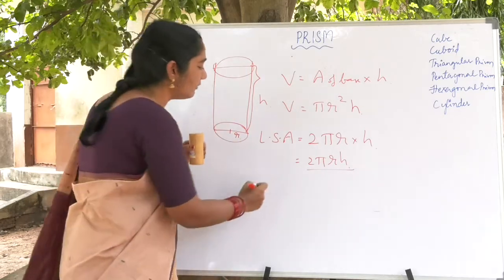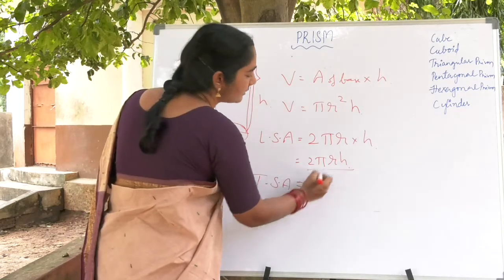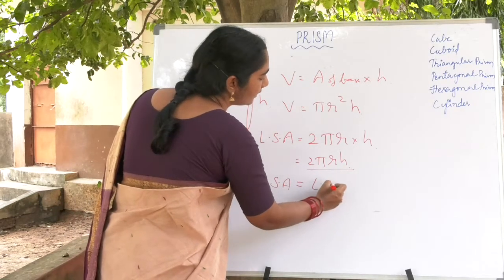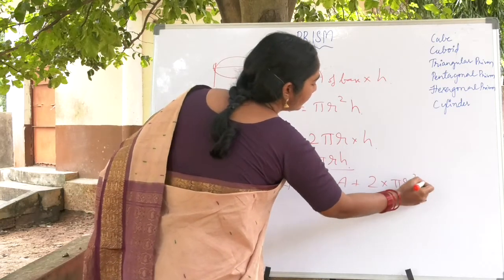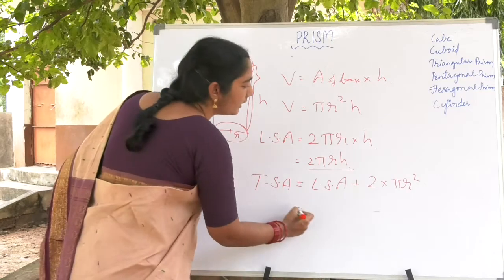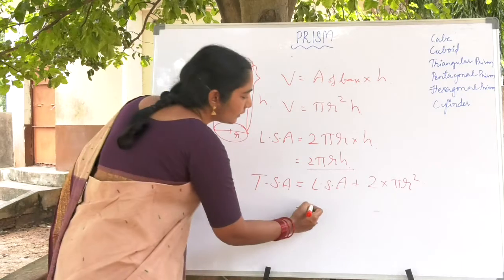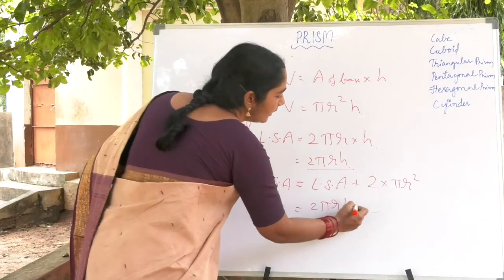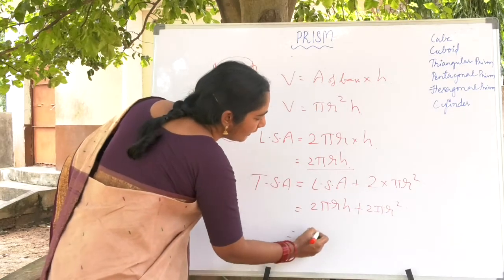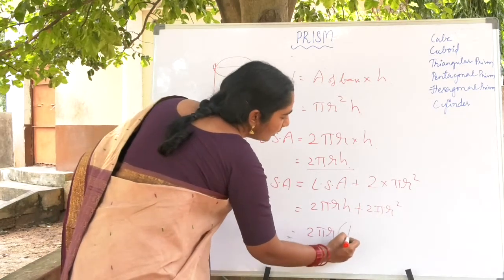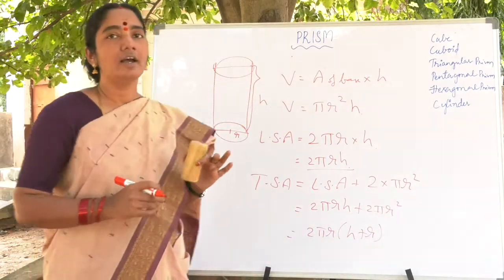Next is the total surface area of a cylinder. The total surface area is nothing but the lateral surface area plus 2 times the area of a circle, pi r square. In the place of lateral surface area, you can write 2 pi r h plus 2 pi r square. So you can take 2 pi r as common: 2 pi r into h plus r. This is the total surface area of a cylinder. I think now you understood.